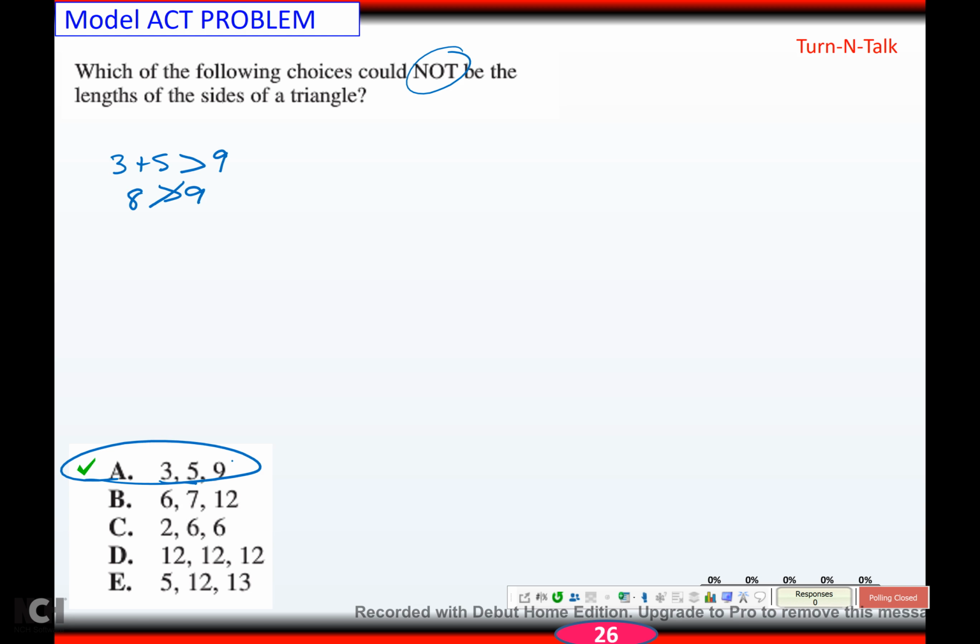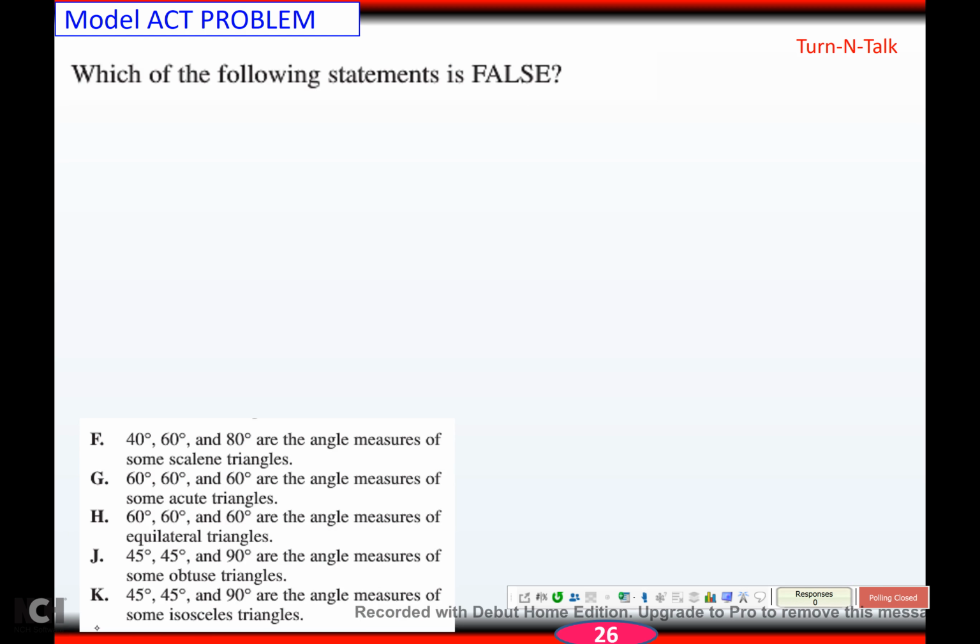You can check the other ones. My two smaller sides, 6 plus 7 is 13, which is greater than 12. 2 plus 6 is 8, which is greater than 6. 12 plus 12 is 24, which is greater than 12. 5 plus 12 is 17, which is greater than 13. So the rest are true, but that one won't work. Okay, try this one. Hit pause. Come back when you're ready.